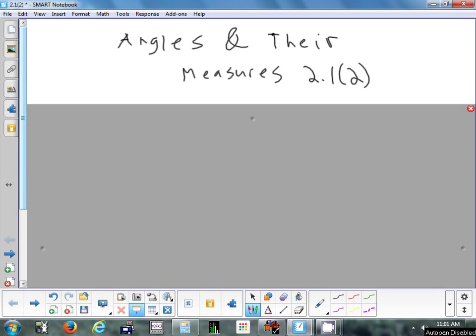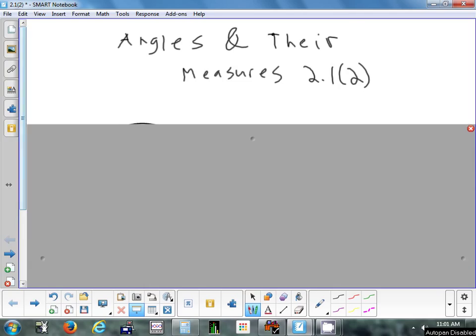Right, so let's finish up section 2.1, same section as yesterday. Yesterday we learned how to convert degrees to radians and radians to degrees. For today, the only thing you really need to know from that section is changing something to radians. So if we're given something in degrees, we're going to have to change it to radians. And I'll show you why in a little bit.